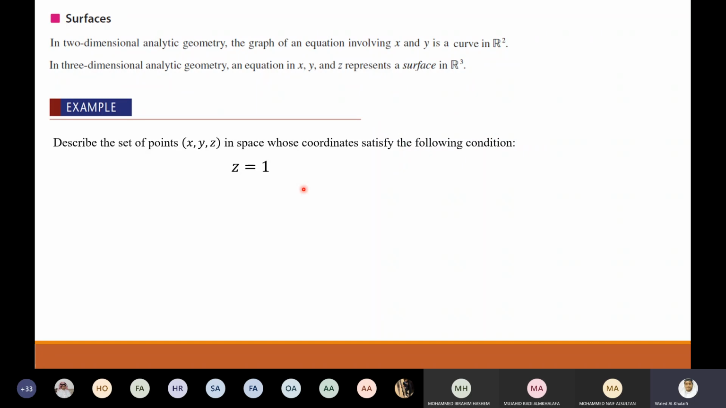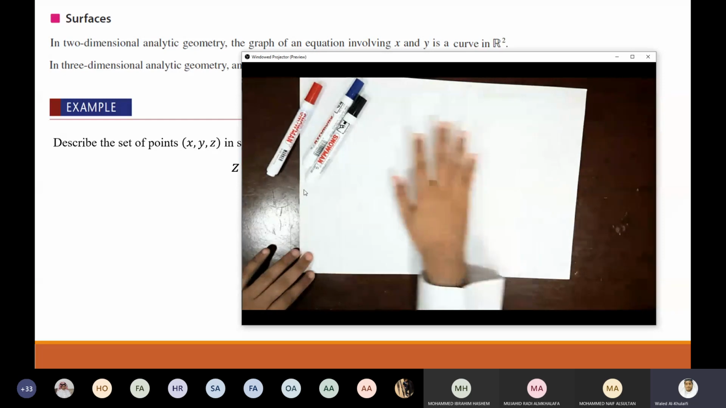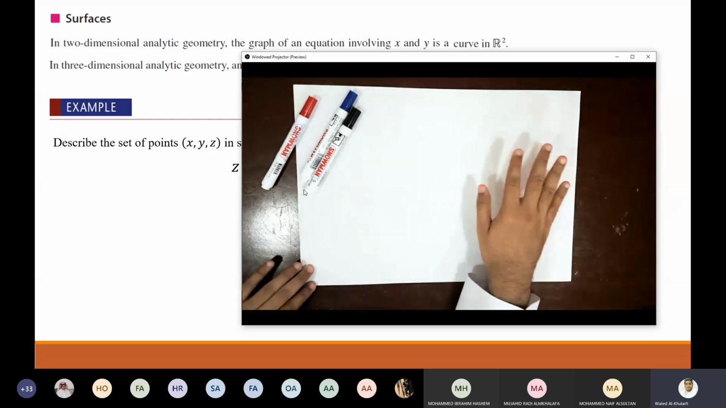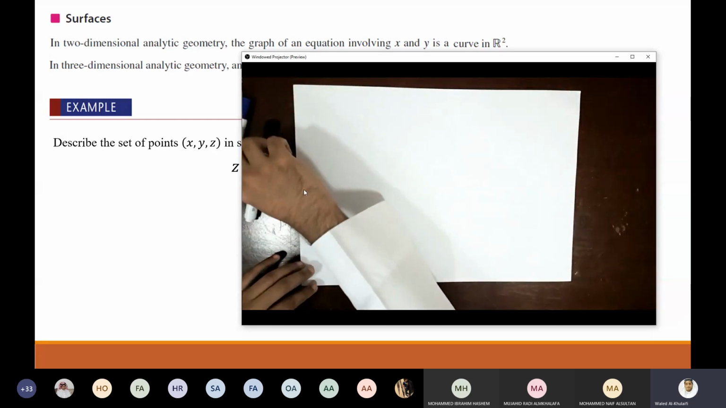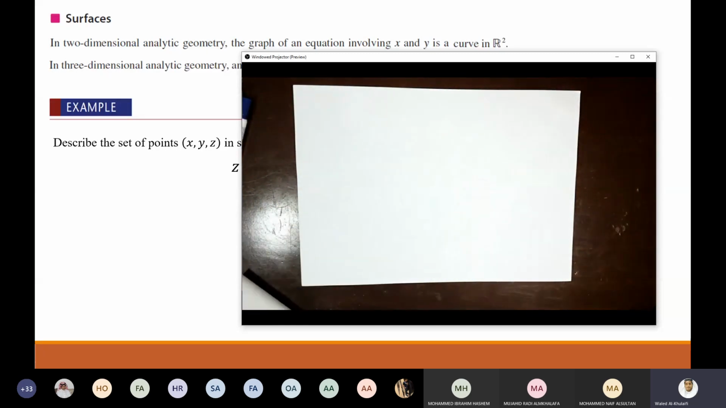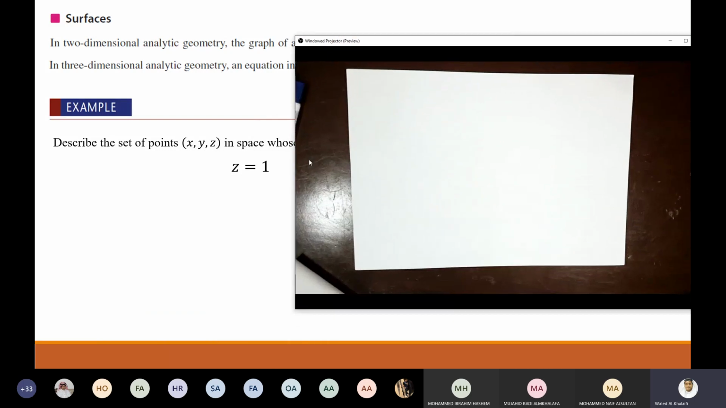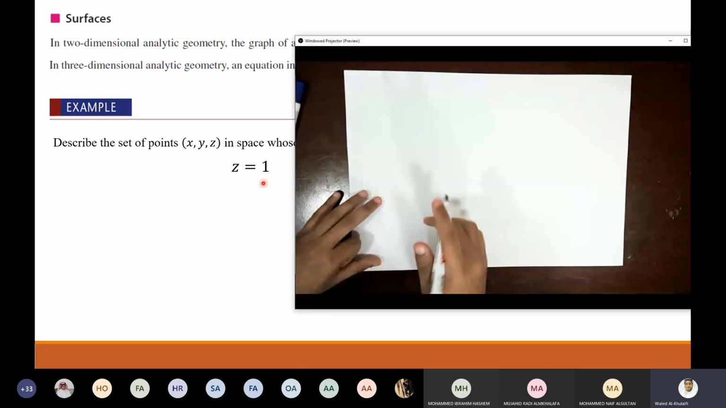So, okay, let me try. Guys, what do you think? Now, let me just put it a little bit down so you keep an idea of what's going on. Z equal 1. Okay, z equal 1.